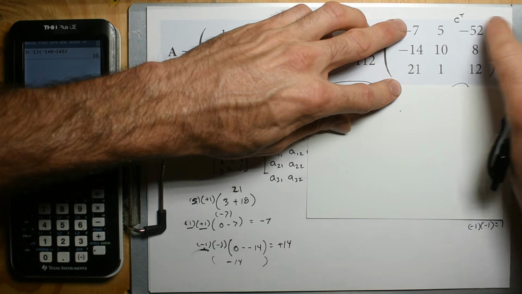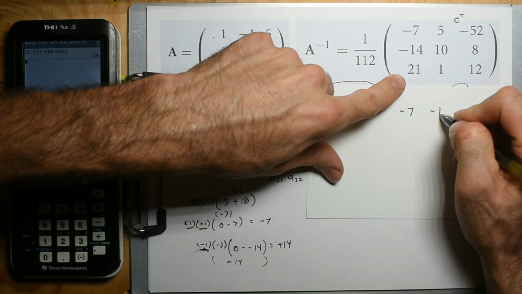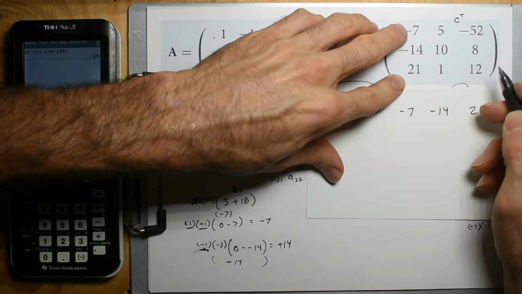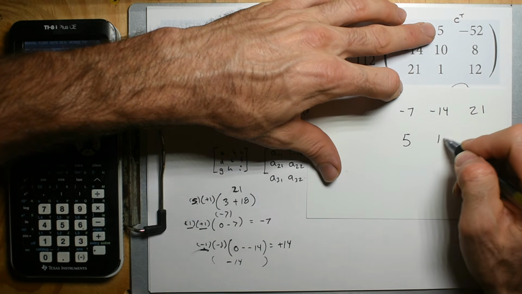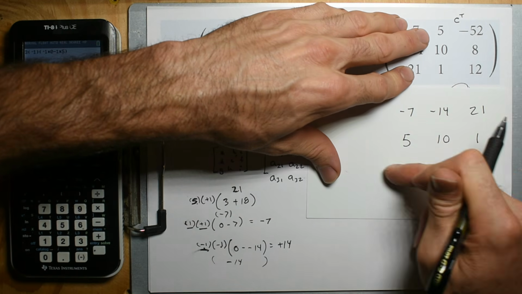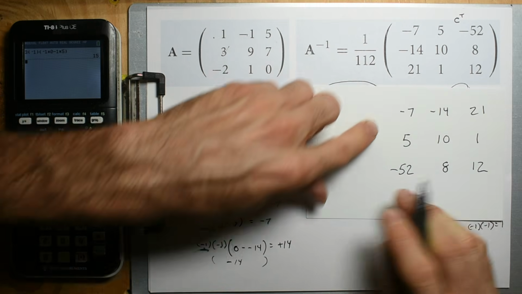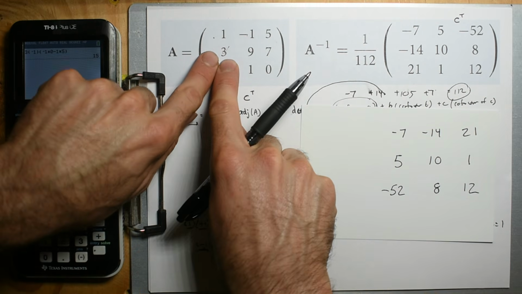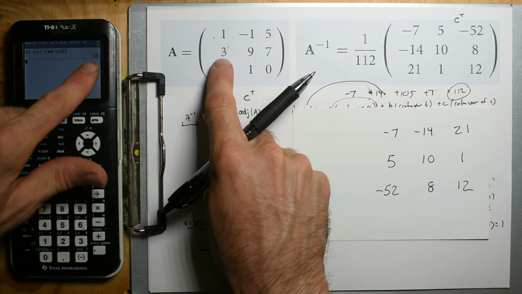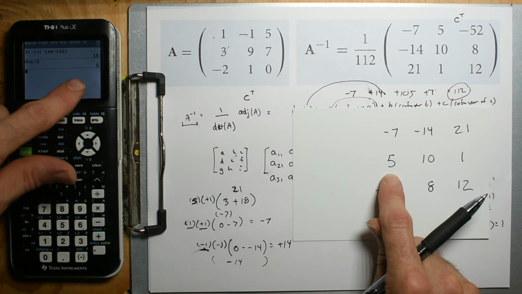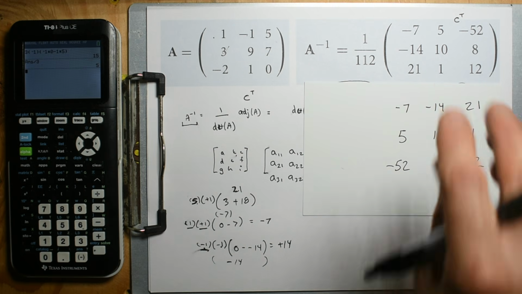So to transpose this, I'm going to be like, hey, this row goes there, so we have -7, -14, and 21. That's going to be the first row. This one goes there, so we have 5, 10, and 1. And this row goes there, -52, 8, and 12. So, if I thought this value is associated with the cofactor, but I got to divide by 3. If I divide this by 3, I should get that cofactor.